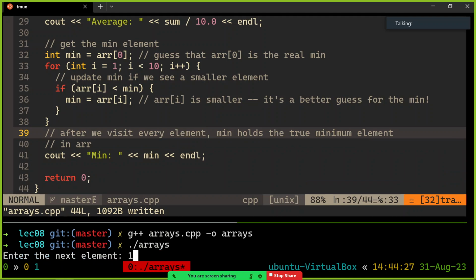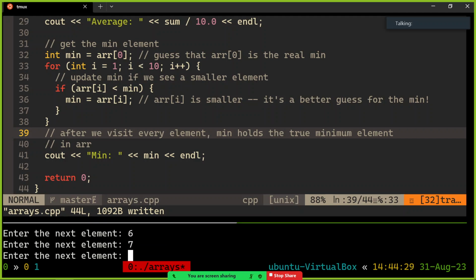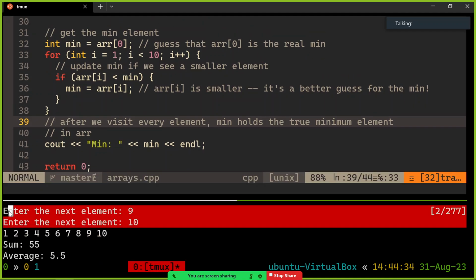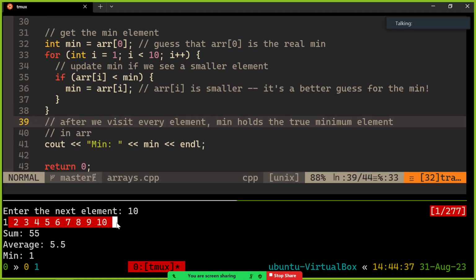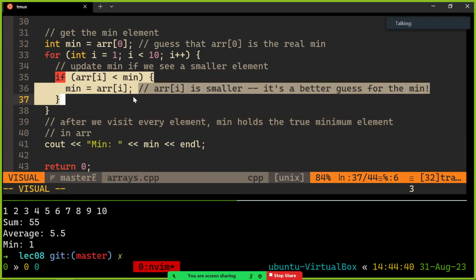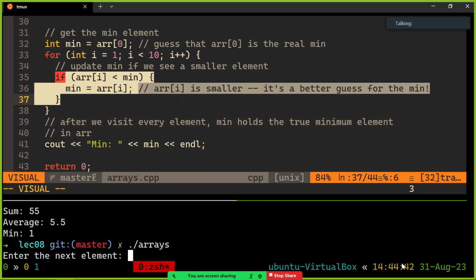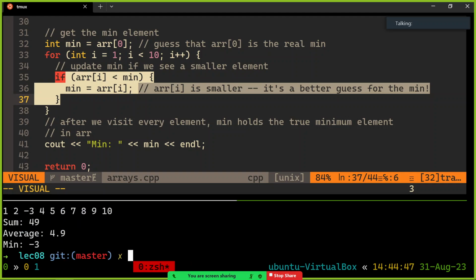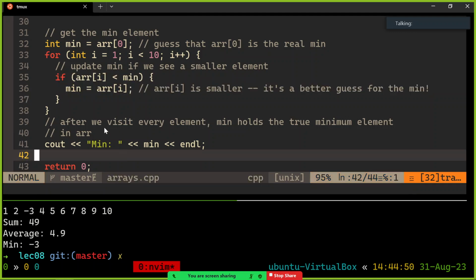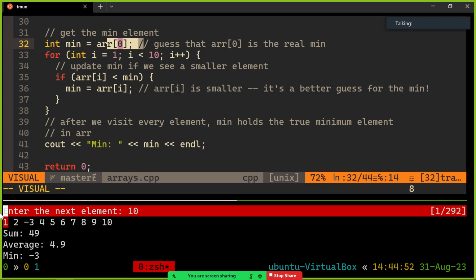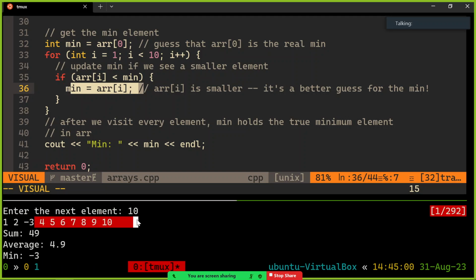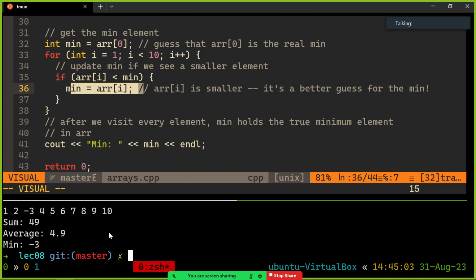All right, so let's do 1 through 10. 1, 2, 3, 4, 5, 6, 7, 8, 9, 10. The minimum is 1. It starts out as 1, and then it just never changes because everything's bigger. We never hit this if statement's body. Okay? If I rerun it, though, and I do 1, 2, negative 3, 4, 5, 6, 7, 8, 9, 10, then the min is negative 3. You see how it's finding it? It's like, all right, start it with 1, and then once you see something smaller, update. We hit the body for that negative 3 element. We made negative 3 the min. And then everybody else was bigger than negative 3. So the final min was negative 3.